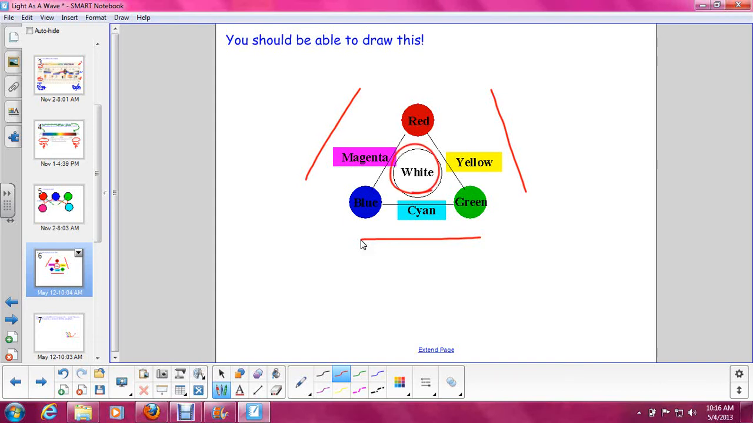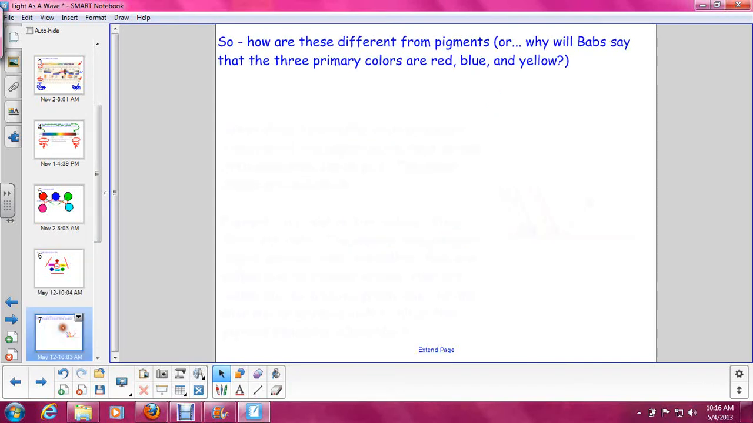So it turns out the white light that you see when you walk into a room is a mixture of red, green, and blue light. It's all of the colors of the rainbow mixed together. Now, these are different from pigments, right? Babs would tell us that the three primary colors are red, blue, and yellow. And when you mix all of them together, you get black.